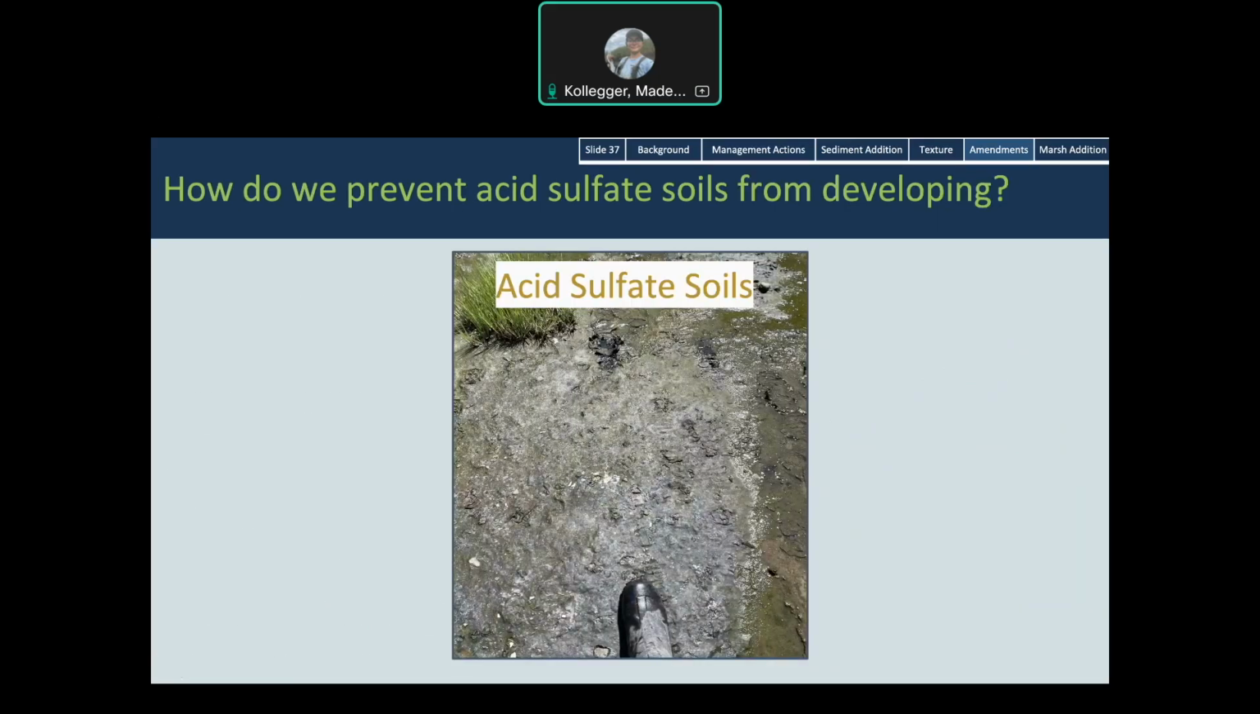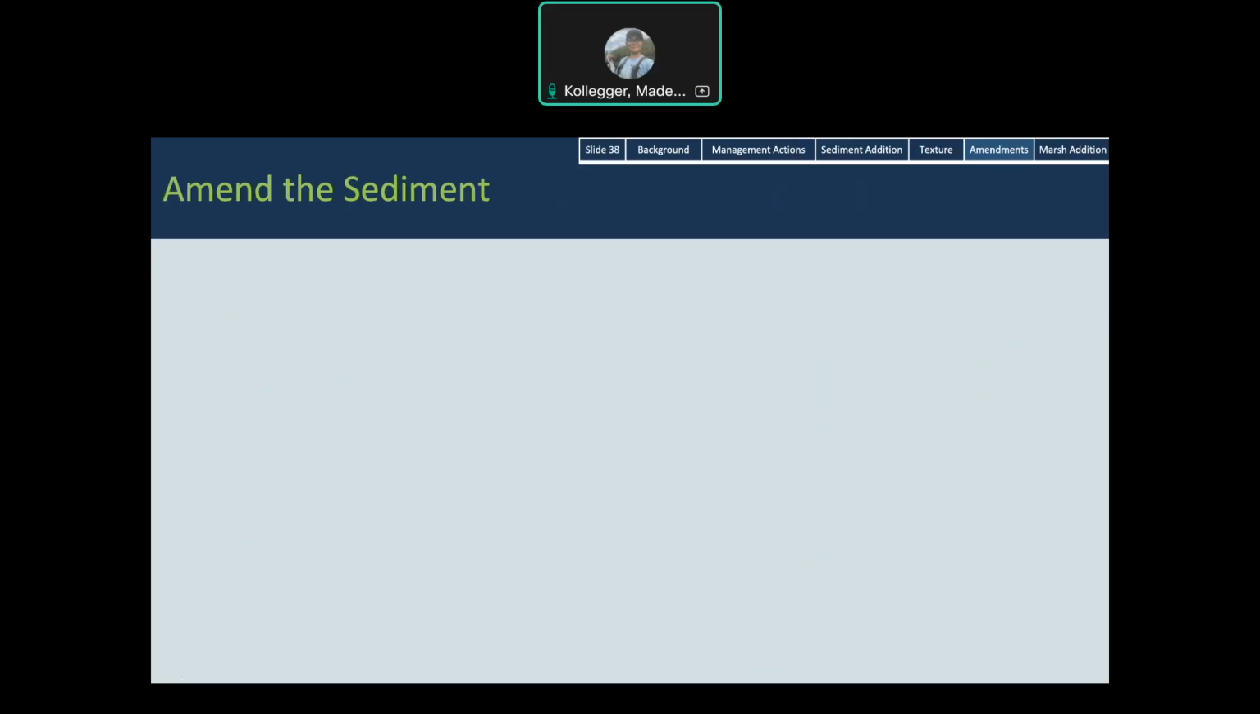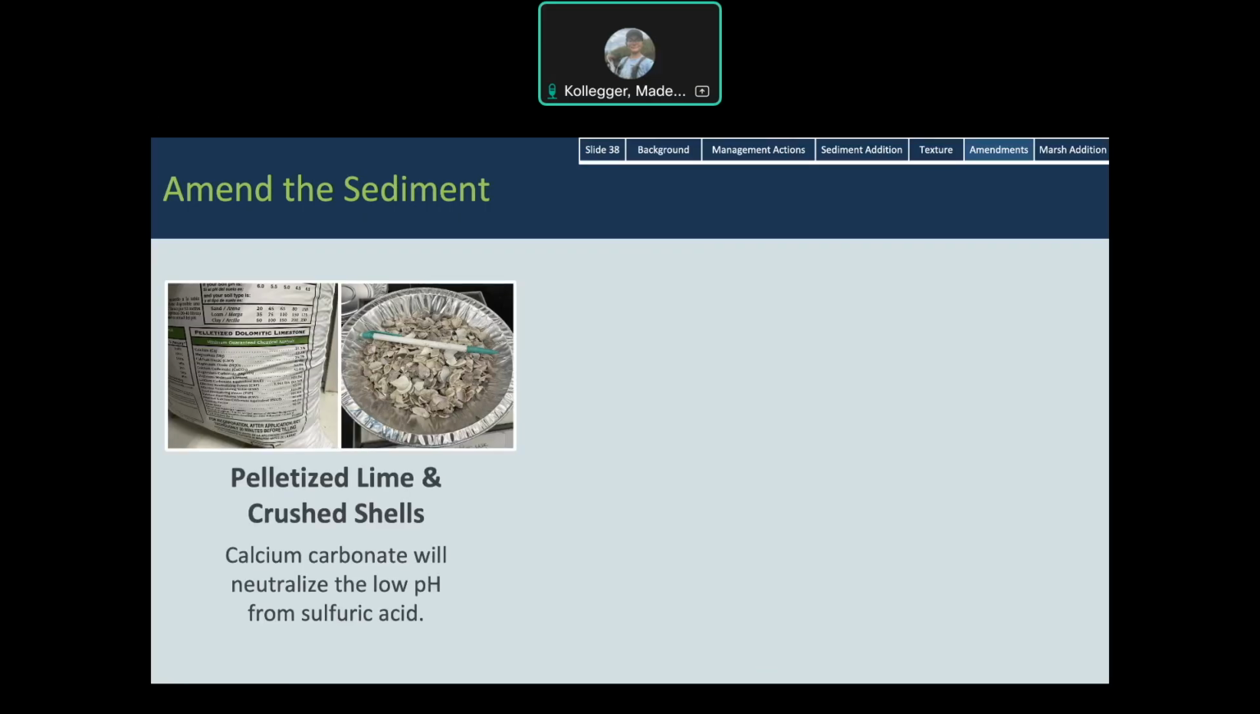And so that begs the question of how do we prevent acid sulfate soils from developing? And you can think about that with how do you prevent having an upset stomach when you've got too much acid? You take a piece of Tums. So we kind of took that Tums question and applied it to the marsh. The first way we thought about it is, well, we could amend the sediment by adding basically Tums, with pelletized lime being a form of Tums or calcium carbonate that has already been used in agricultural settings to neutralize low pH, and also calcium carbonate in the form of crushed shells. So these are two kind of Tums versions that we can use in the marsh to neutralize any acid.